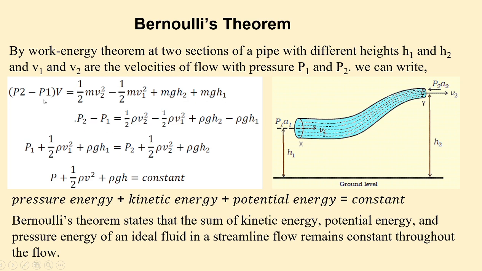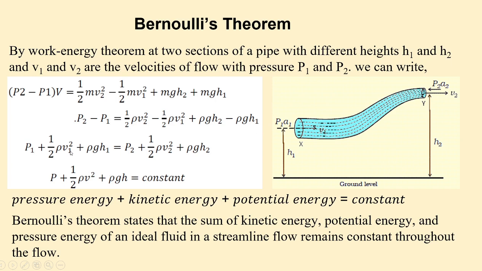So from that, when we divide every term by the volume, so P2 minus P1 equals half m by V, we know m by V, mass by volume, equals the density. So half rho V2 square minus half rho V1 square plus rho g h2 minus rho g h1.